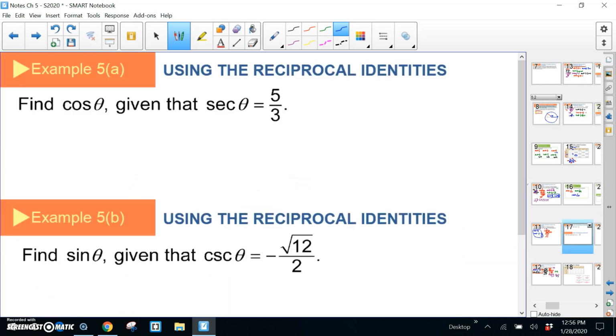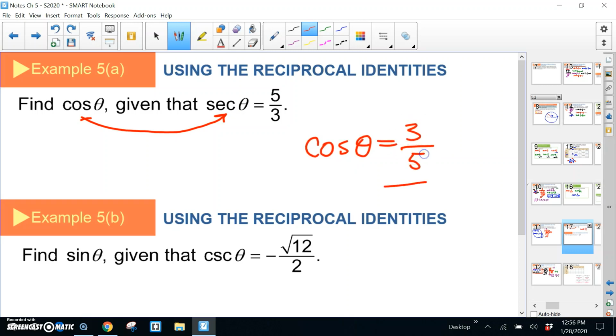Example 5a uses that concept of reciprocals. Probably the easiest question of the day. We want to find cosine theta, given that secant theta is 5/3. So knowing that cosine and secant are reciprocals, can anybody tell me what cosine theta would be? 3/5. That's it. Cosine and secant are reciprocals, so just flip it. That's it.